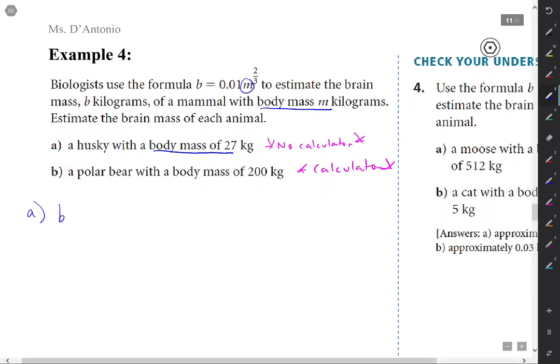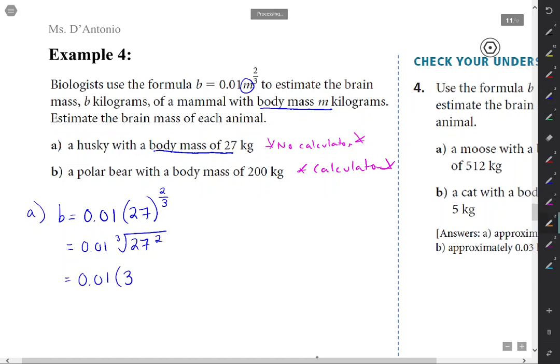So I'm going to write B is equal to 0.01, M is 27 to the power of 2/3. And now if we solve this using BEDMAS, we would do the exponents first. So I'm going to have 0.01, and let's change this exponent into a radical. So we're going to have the 3rd root of 27 to the power of 2. Now I personally don't know what 27 to the power of 2 is, so I'm going to start by doing the 3rd root of 27. And the 3rd root of 27 is equal to 3.